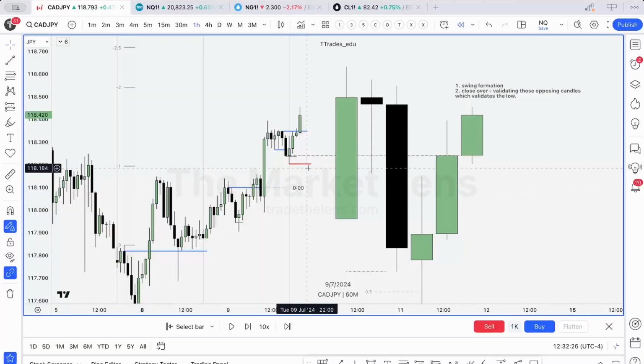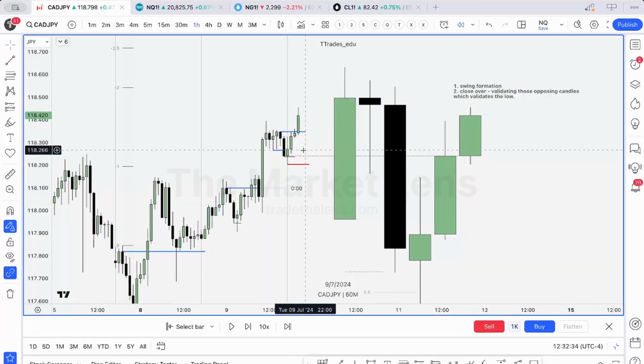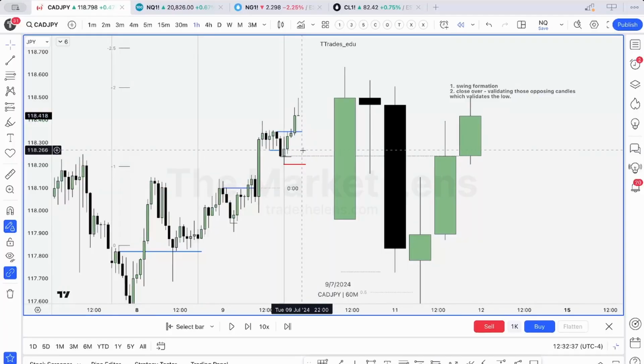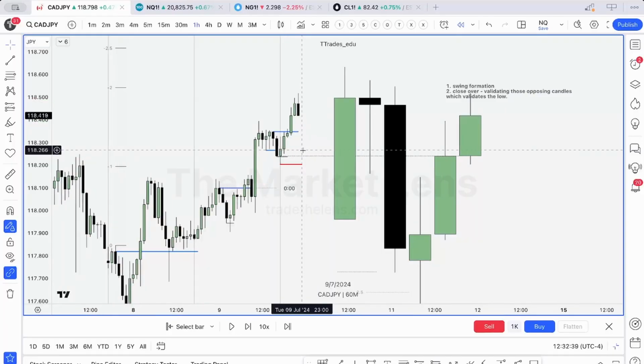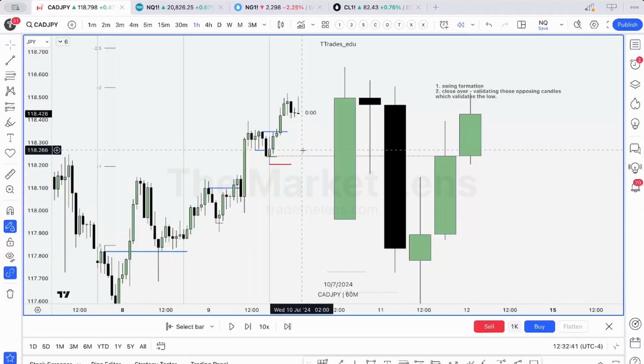Now, there was a question. This doesn't occur in the kill zones. Well, this is CAD JPY, which is a yen pair, so Asia tends to get a little bit more movement. But even if we are looking within the daily profile, which is what their question was, what happens?